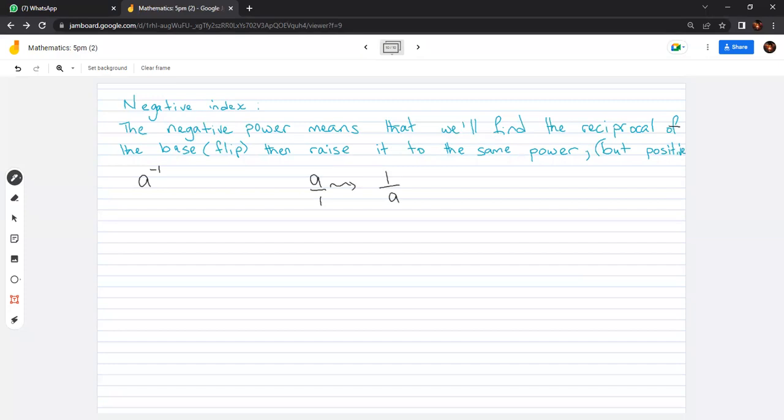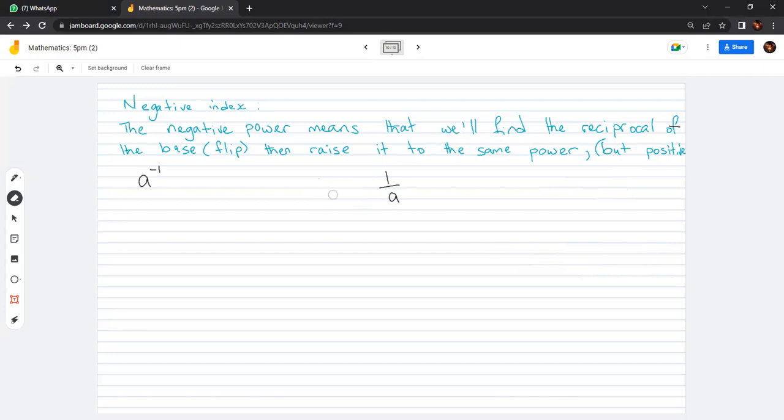So anytime you have a negative power, you have to find the reciprocal. Reciprocal simply means if I have 5, 5 is also known as 5 over 1. The reciprocal of that will be 1 over 5. If they gave us 1 over 6, the reciprocal will be 6 over 1. If they gave you 2 over 3, the reciprocal will be 3 over 2. So basically, the reciprocal is where you flip the fraction, and then you raise it to the same but positive power.